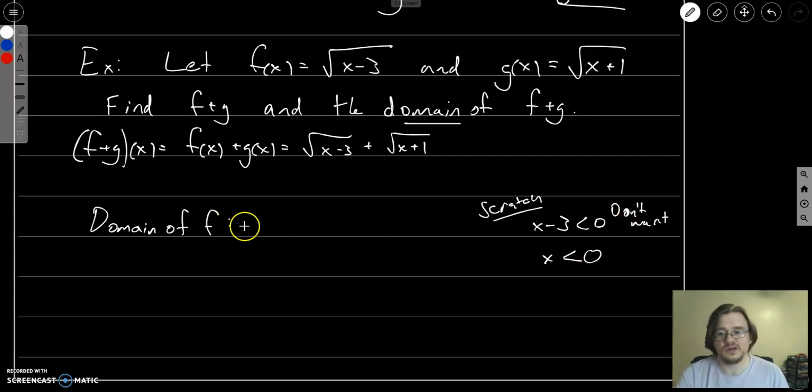So what we do want, what the domain of f, excuse me, I didn't write a 3 here. So the domain of f is going to be everything that's not less than 3, meaning it's all of the x's that are greater than or equal to 3.